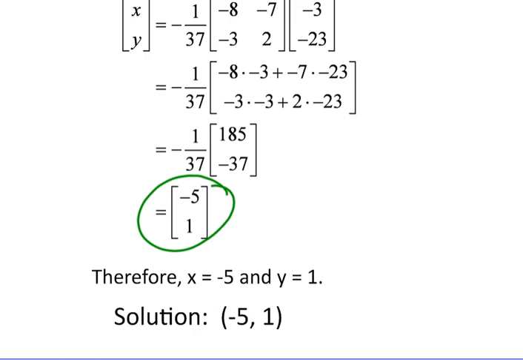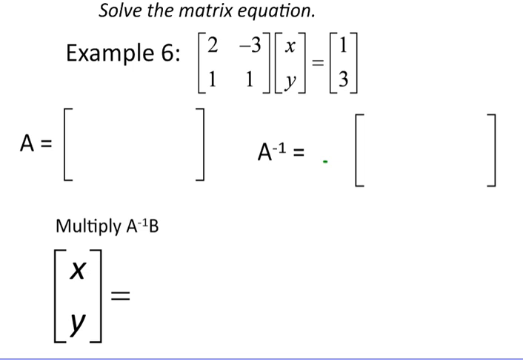So let's go and do an example. All right, so we have to solve the system of equations. They've already taken care of step 1 for us. They put it in the matrix formula. So what's the coefficient? Well, the coefficient matrix is 2, negative 3, 1, and 1.